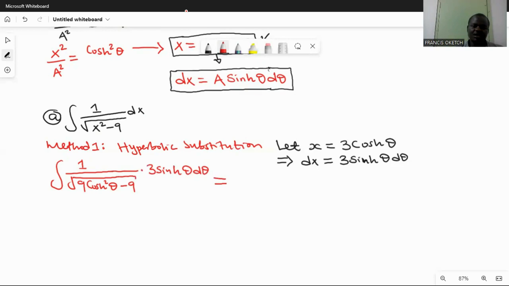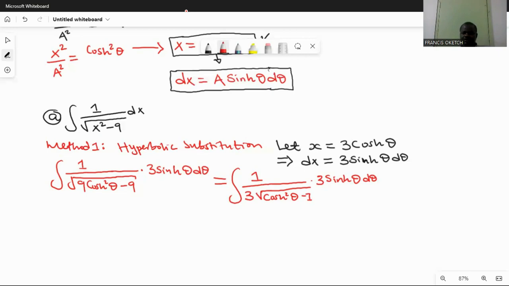So in the denominator, 9 is common. When you factor that outside the square root, you'll get, of course, 3 times the square root of cosh squared theta minus 1. So let me write, it will be 1 over 3 times the square root of cosh squared theta minus 1, then this times 3 sinh theta d theta.